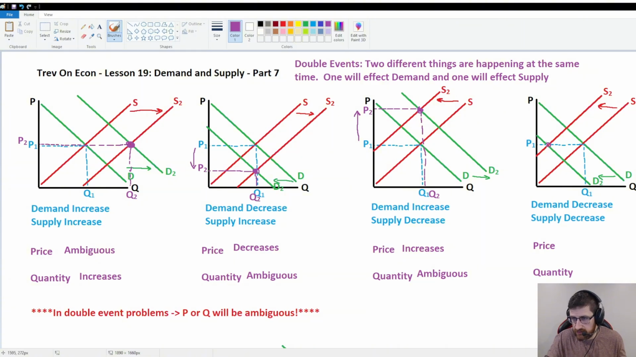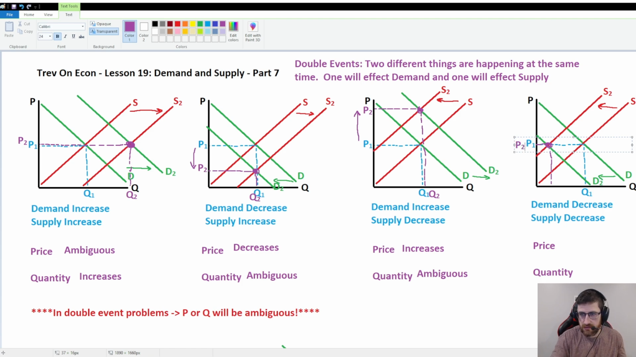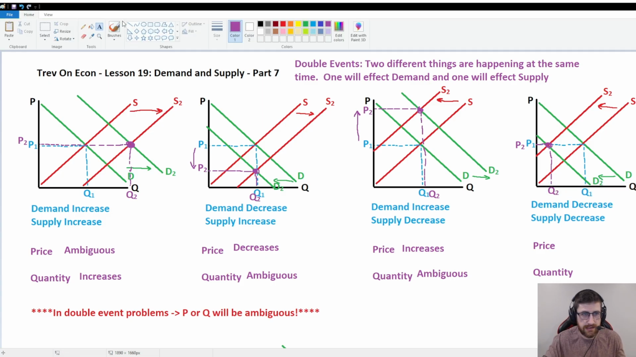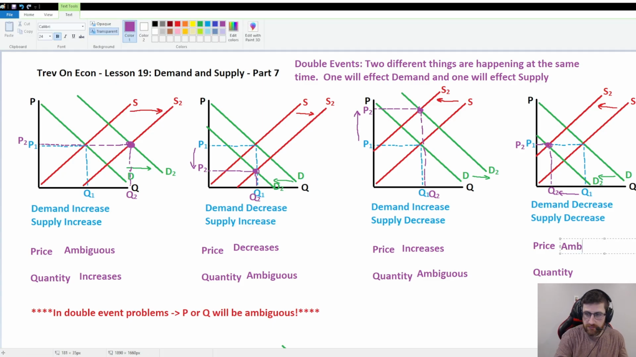They intersect here. Well, this time, I don't really know much about the P, but I can definitely tell you that Q has decreased. Right? I can clearly see from here that Q has moved to the left. Price, I don't really know. So if I don't know price, again, ambiguous, if I can spell, ambiguous, and quantity has decreased.